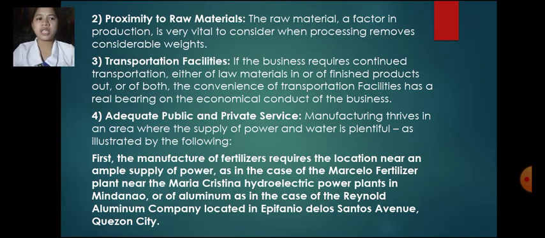Number 3, transportation facilities. If the business requires continued transportation, either of raw materials in or of finished products out, or of both, the convenience of transportation facilities has a real bearing on the economical conduct of the business. When the material is heavy or bulky, its transportation is directly tied in with the optimum means of transportation.